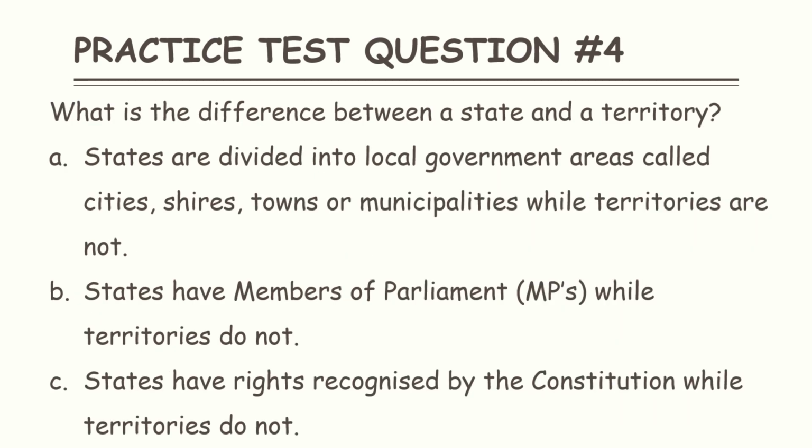Practice test question 4. What is the difference between a state and a territory? A. States are divided into local government areas called cities, shires, towns, or municipalities, while territories are not. B. States have members of parliament, MPs, while territories do not. C. States have rights recognized by the Constitution, while territories do not.